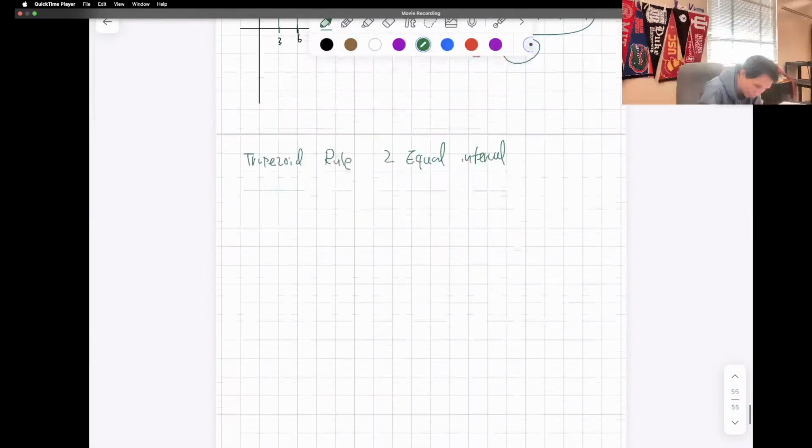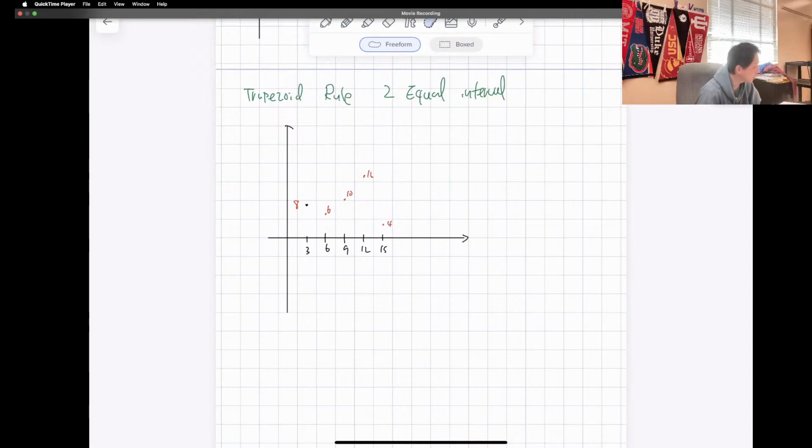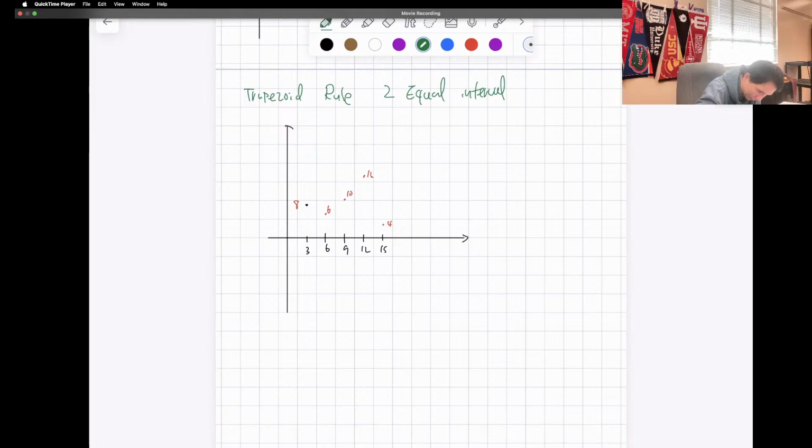What would the 2 trapezoid rule look like? Can you tell me what's the width of each trapezoid, or the height to be exact? What's the height of each trapezoid? 6 is correct, because you're going to break it into 2 spaces, right? So this is 6. Now I'm going to draw a trapezoid. The trapezoid is going to look something like this.